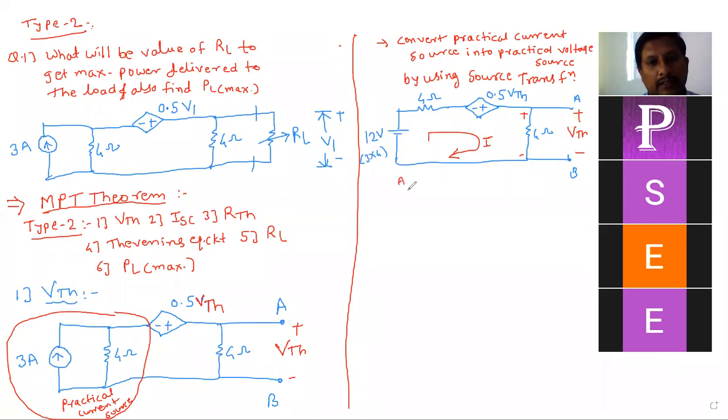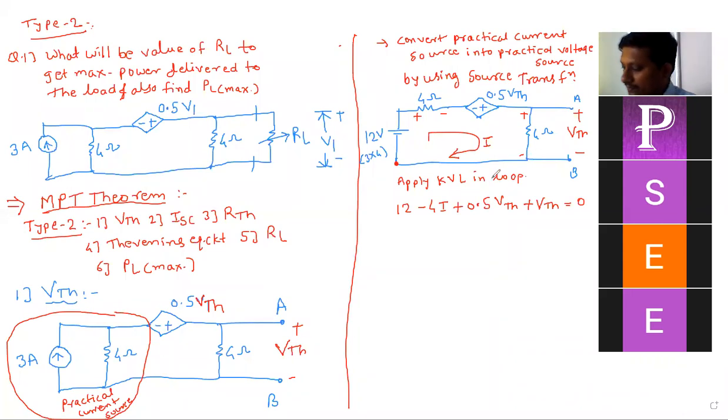So apply KVL in the loop. You can start from this point. Here plus minus comes 4 into I. Here there is already a voltage, and here also; the voltage across this is VTH. Okay, so minus to plus 12. Next minus 4 into I. Next minus to plus, plus 0.5 VTH. Next plus VTH equals 0. The voltage across this you can take as VTH.